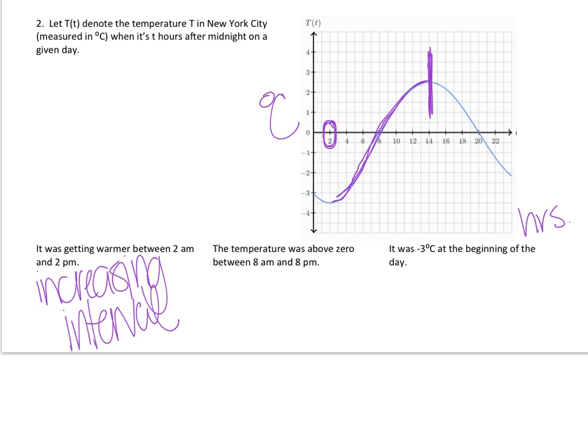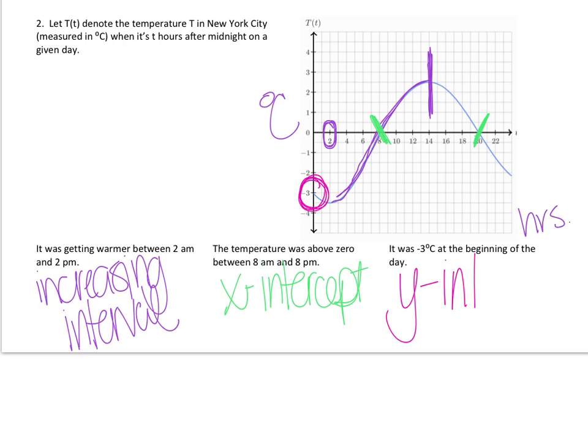The second one says the temperature was above 0 between 8 a.m., which is right here, and 8 p.m., which is right here. Again, those 8 p.m. would be 4 hours before the end of the day. Full day is 24 hours, so that's 20 hours. And I hope you notice that those green marks are hitting on the x-axis, which means that that information is coming from the x-intercept. The third one says it was -3 at the beginning of the day. That is happening right there. And because that's on the y-axis, that's happening at the y-intercept.